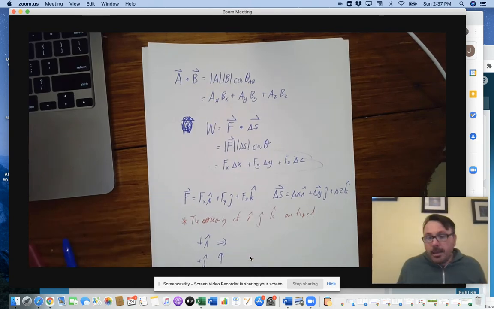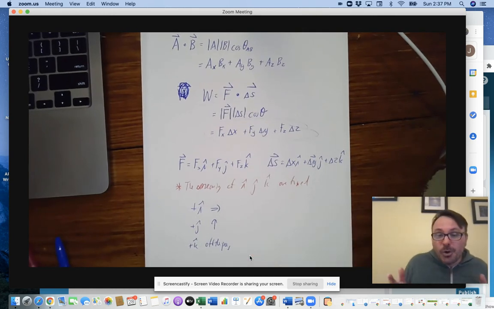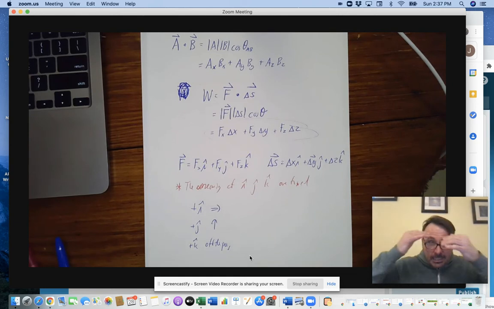Okay? You have no choice. You have no choices in the matter if that's the way that you're defining your system. Now, we're going to be sticking with two dimensions here, so let's not worry too much about the k hat. But I to the right, J hat up is positive.